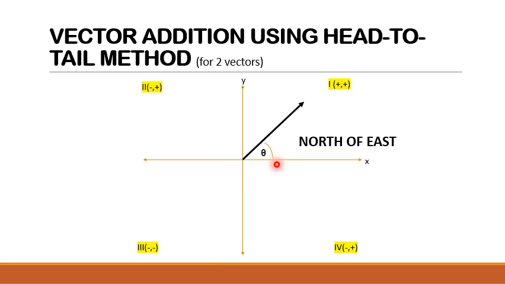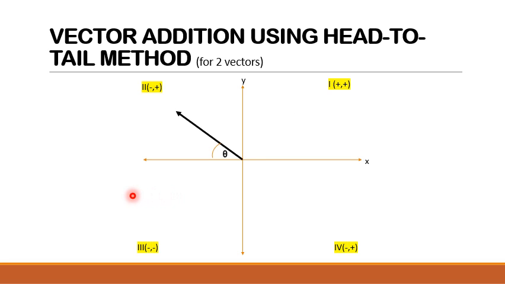the angle is formed between the given arrow and the positive x-axis. Then you call that the north of east. If it's formed between the positive y and your arrow, then we call that the east of north. If it's formed between the negative x and that arrow, then it's called the north of west. If it's formed between the positive y and that arrow, west of north, and so on.